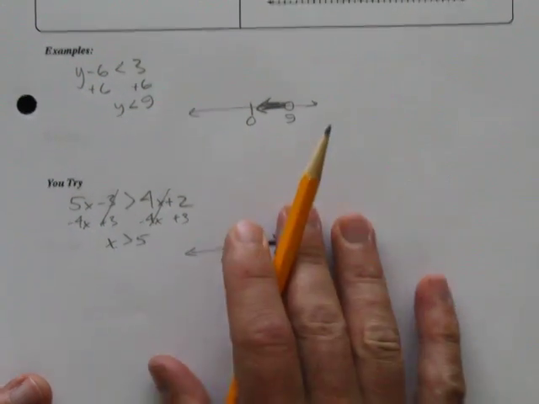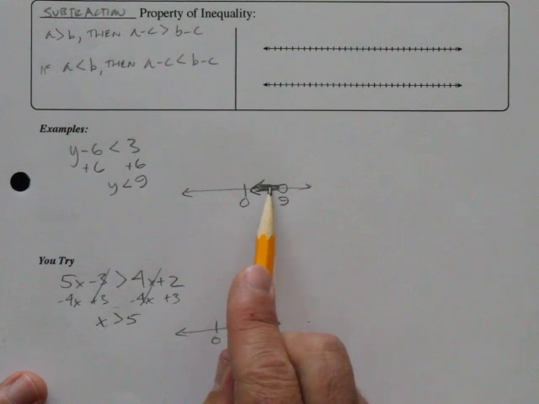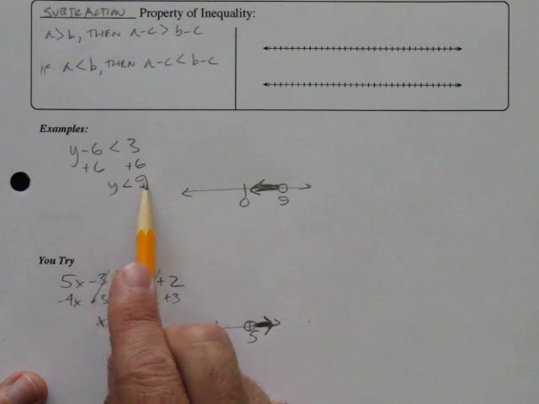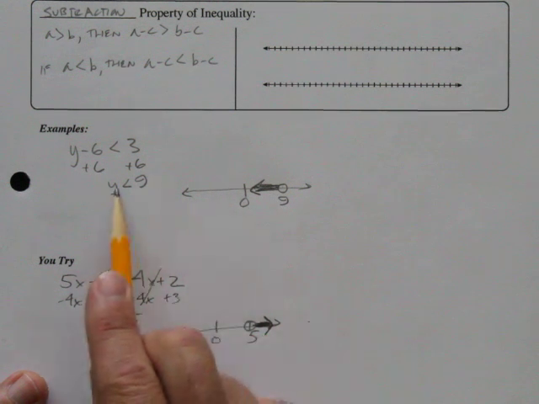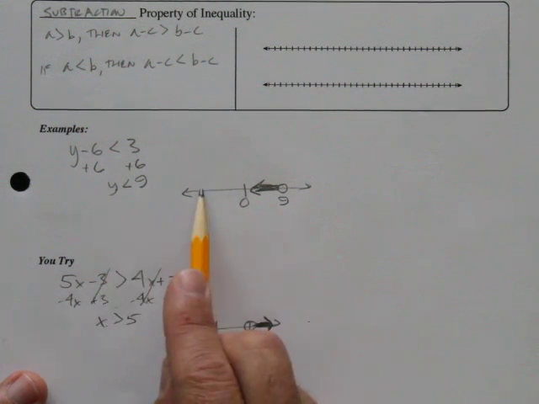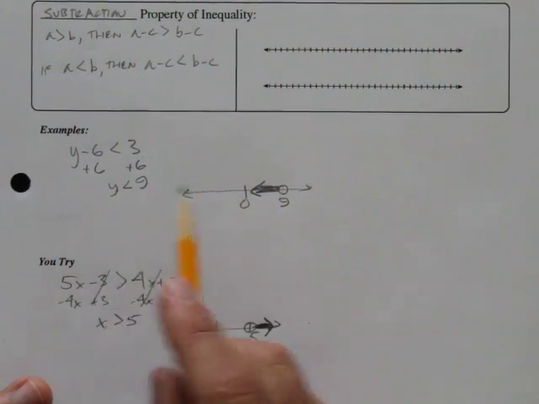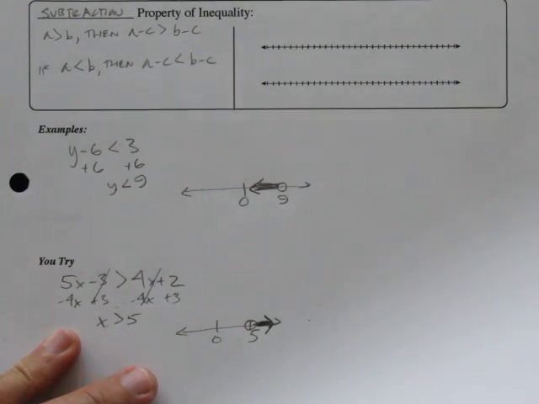Likewise up here, any number that's less than 9, notice not including 9, because if I plug 9 in here, this would not be true. 9 is not less than 9. But any number that is less than 9 will make this inequality true. Negative 10, I could put that in there. That's true. 0, that's true. So that's what's happening here with these inequalities.